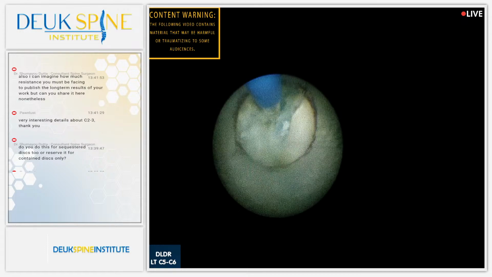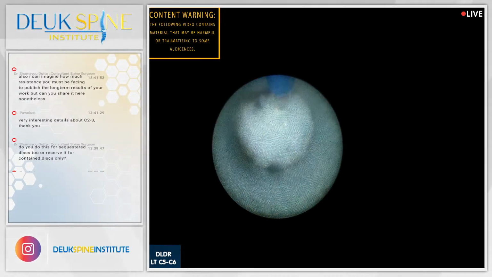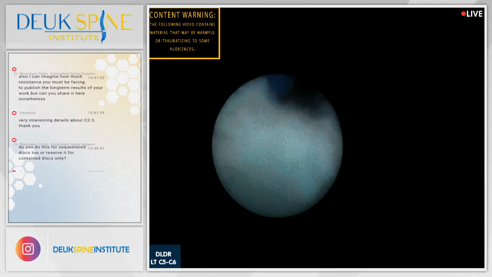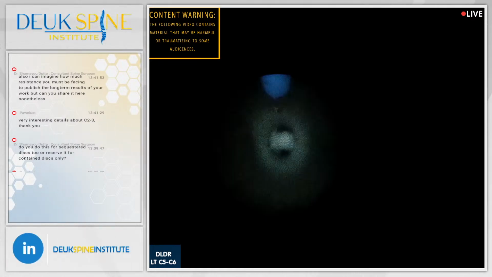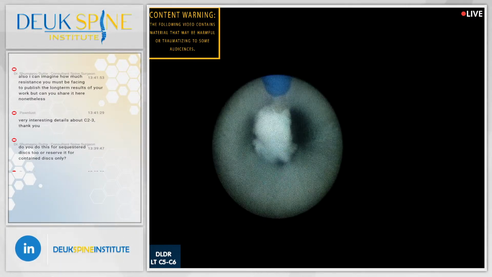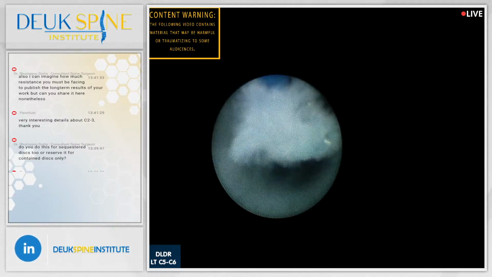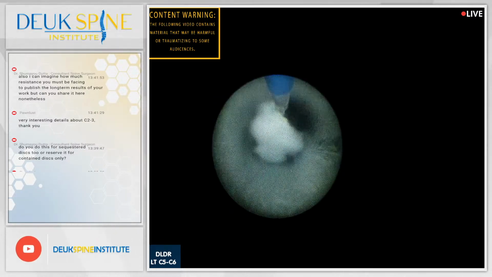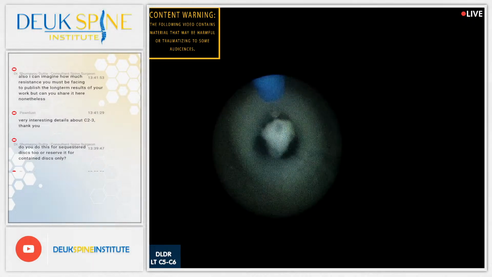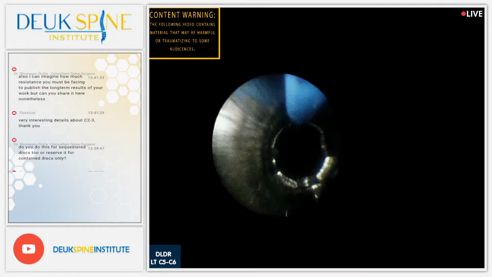Great. So we're just working here at C5-6. You can see, look at all these pieces of herniation coming. I've had to float out about 10 of them. This one barely fits out the tube. That is a piece of herniation in the back of the disc, and I'm trying to blast it with the laser to make it smaller so that it floats up and out.